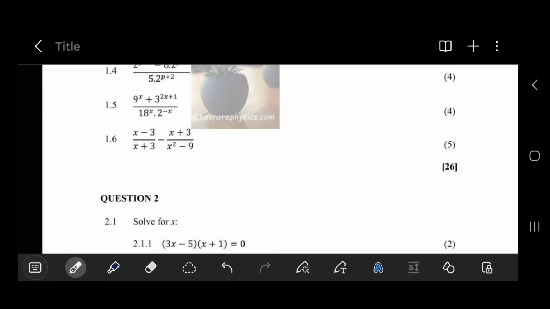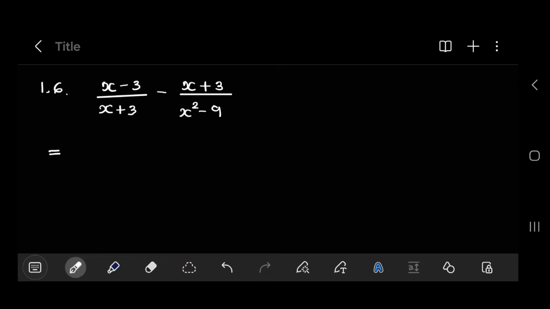So for 1.6, we are subtracting fractions from each other, and this is actually something that is now testing you on what you learned in grade 10. So simplifying fractions was part of your algebra section in grade 10, term 1. So they've decided to bring it back here. So this is what we're given. And as a general first step, we always start off by factorizing wherever possible. So in our first fraction, we cannot further simplify through factorizing, so we're going to keep that as is.